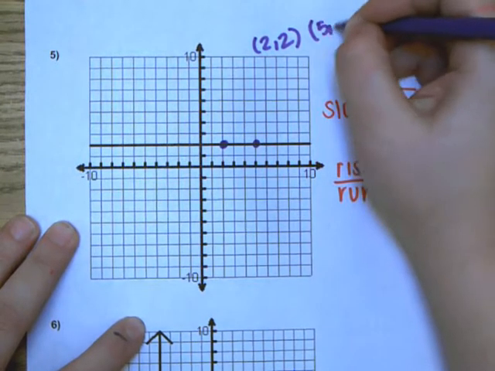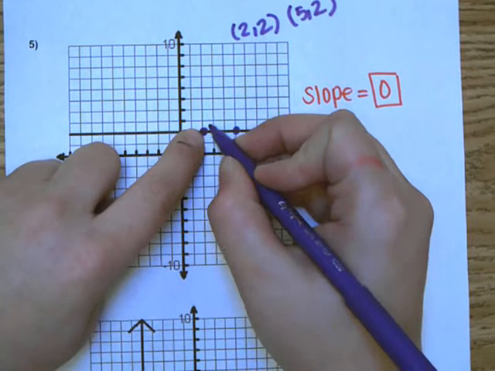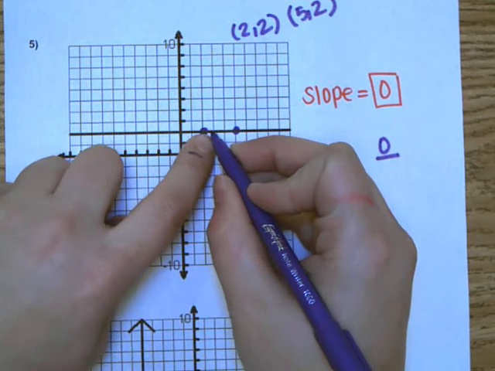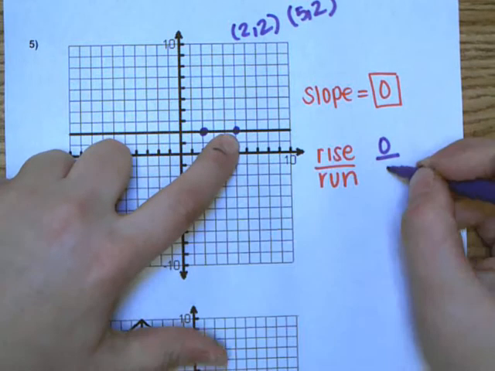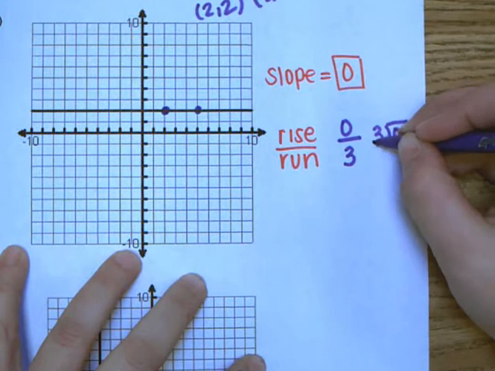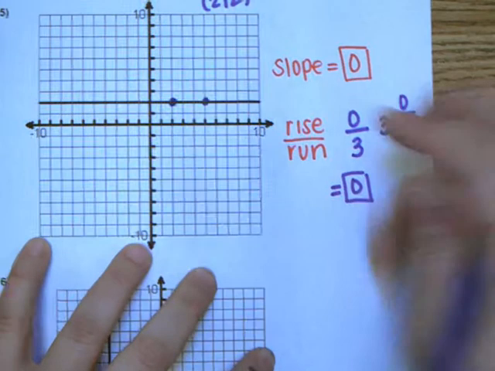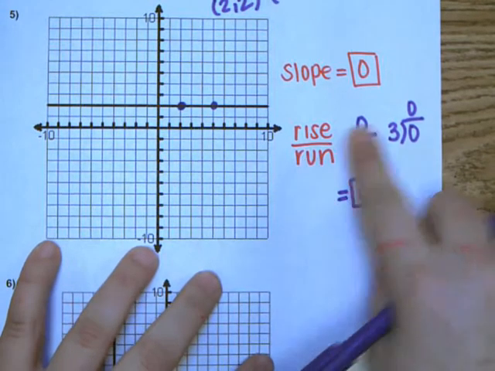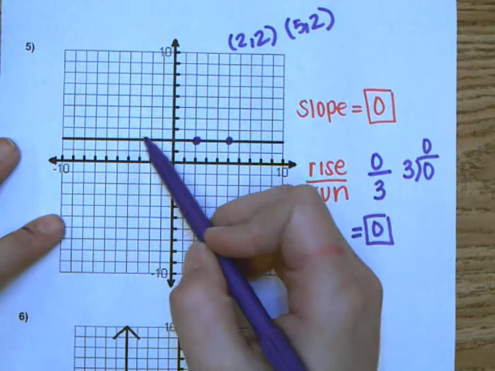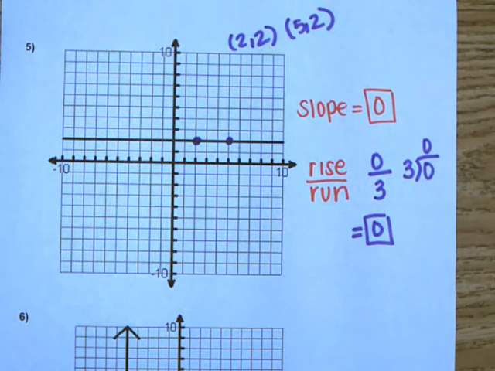So if we pick 2 points on the line, I'm going to pick this point here, (2, 2), and this point here, (5, 2). To get from here to here, I don't have to rise anything, 0. And then I have to run 3. And 0 divided by 3 is 0. So that's a slope of 0. Even if you use rise over run, you still get 0.